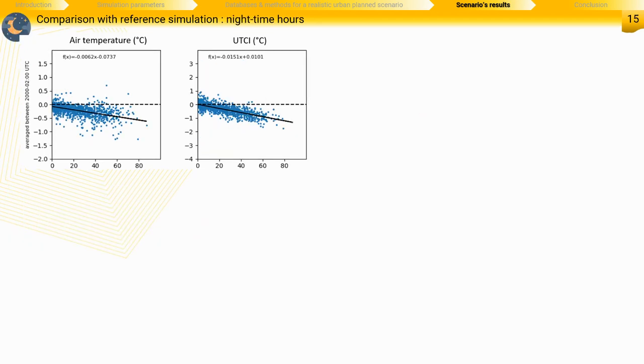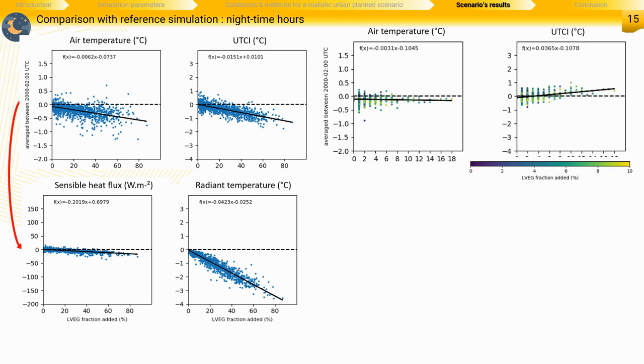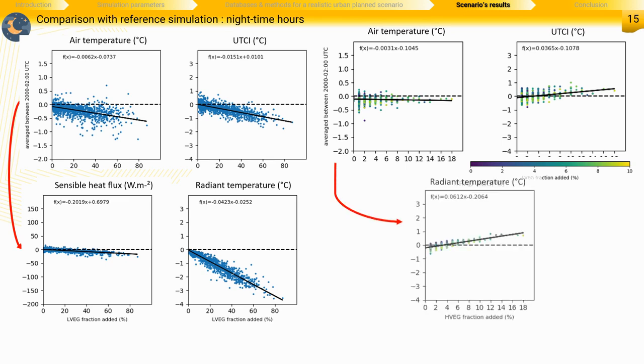For the night, just like the day, low vegetation is correlated with cooling of the air temperature. This is also responsible for a lower UTCI because we have less impervious surfaces, of course. For the high vegetation, we can see that the air temperature is not impacted by more high vegetation, but the UTCI is slightly warmer with high vegetation. And this is because of radiant temperature.